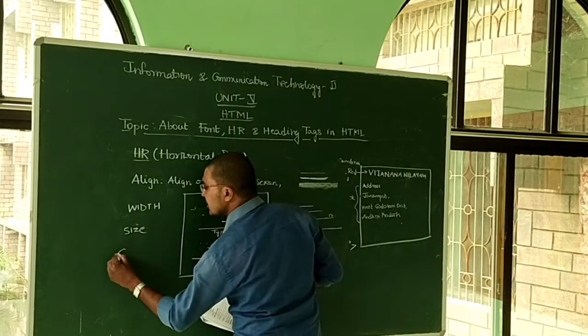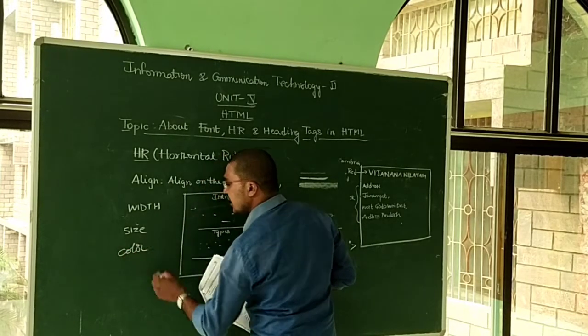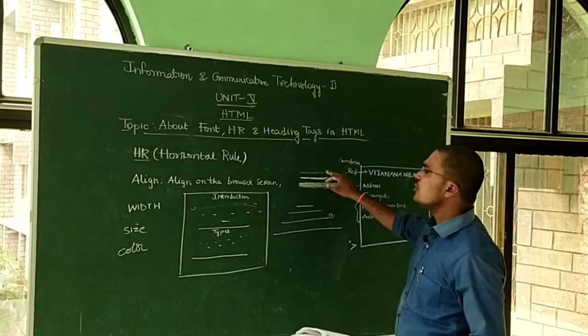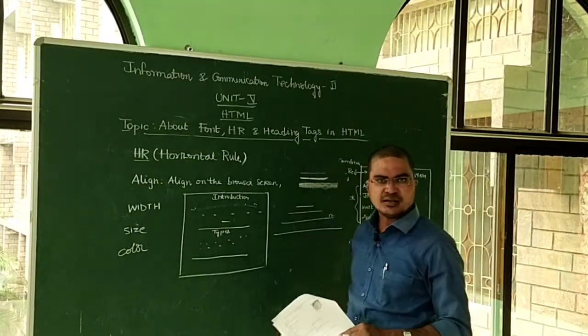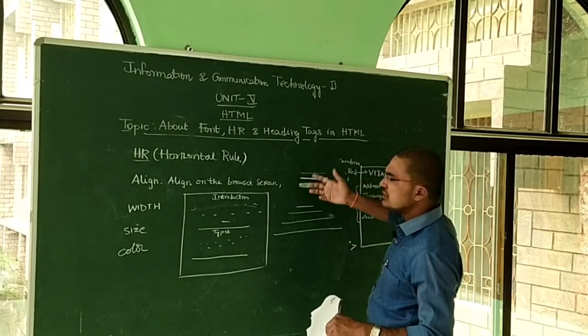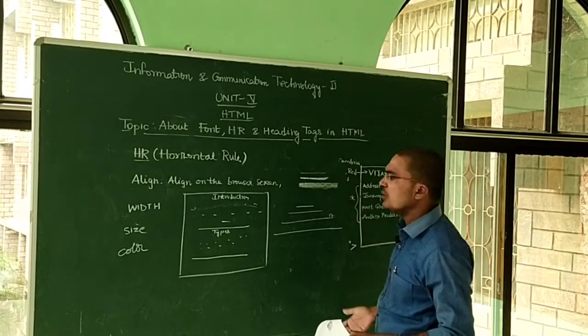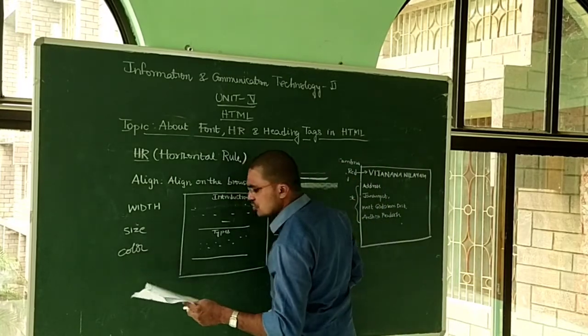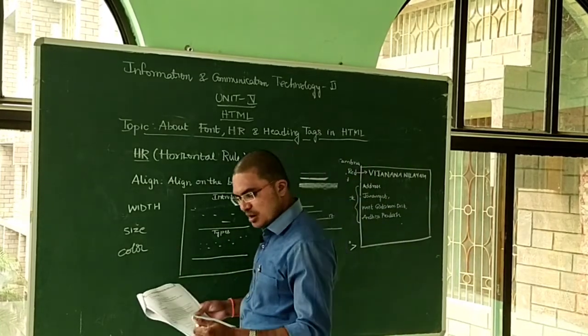And color, yes. Every time the horizontal rule appears as a black line, black color only. But sometimes you want to show the line in another color, like green, pink, or blue, whatever it may be. So the color attribute helps to set the color of the horizontal rule.